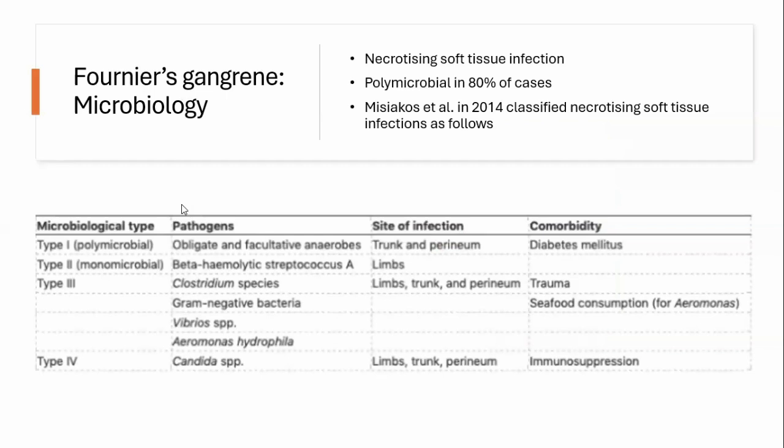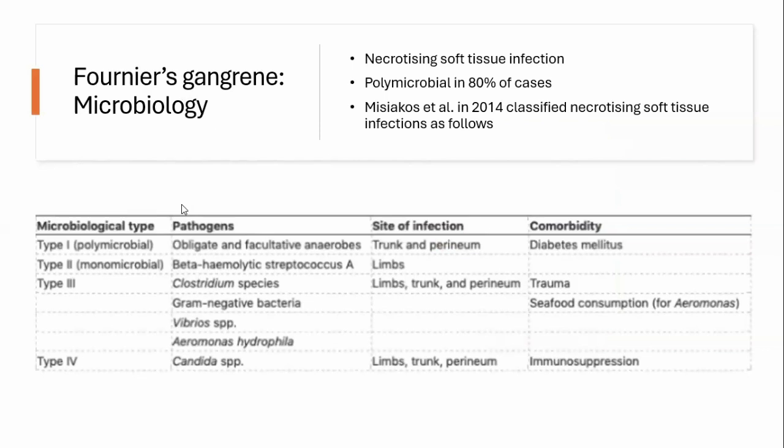There's a classification for Fournier's gangrene based on the microbiology, but we know most of the Fournier's gangrene that we see is polymicrobial, which makes up 80% of the cases. But there is a table, and it is important to know because it usually determines your site of infection, but also what you're going to cover with your antibiotics.